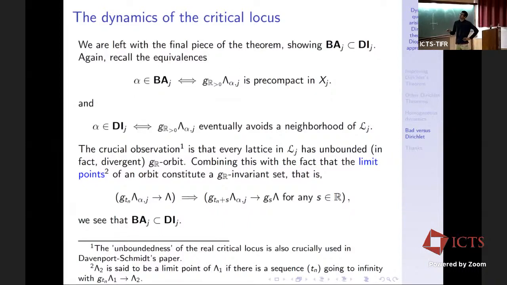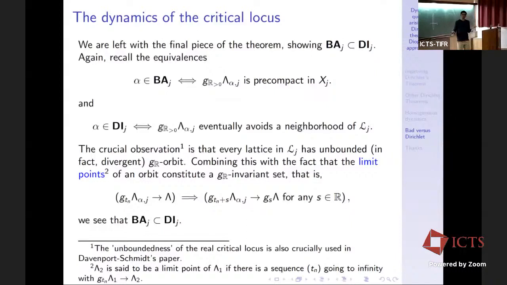So if I take an alpha in bad, it has a bounded orbit. Why does it avoid the critical locus? Well, it has to, because if there's some subsequence along which lambda alpha j converges to something in the critical locus, I can translate by GS and see that, along another subsequence, it has to converge to GS lambda. But this thing is going off to infinity. So that can't happen. That's it.